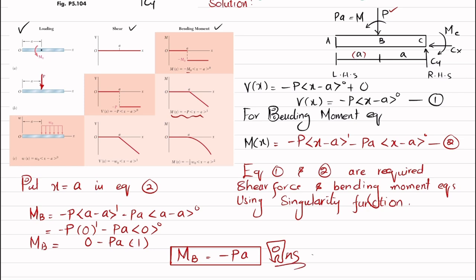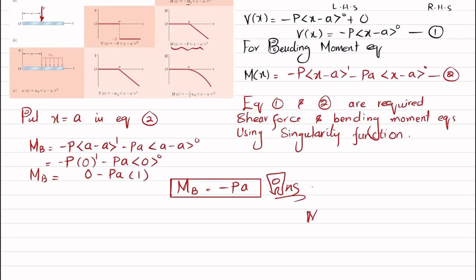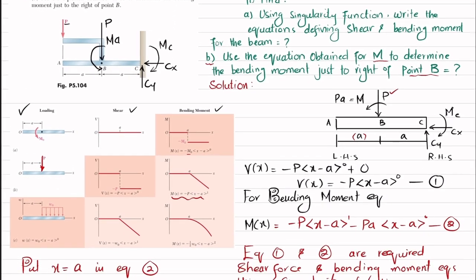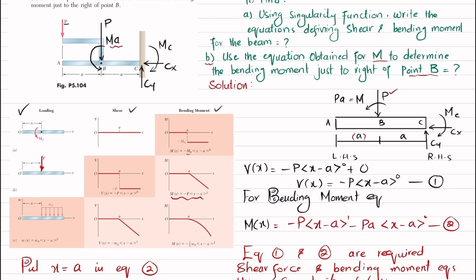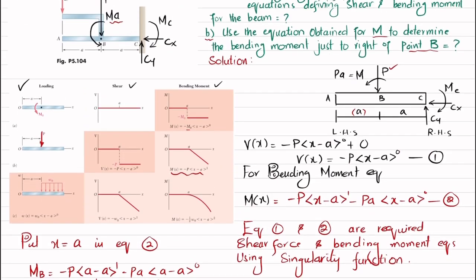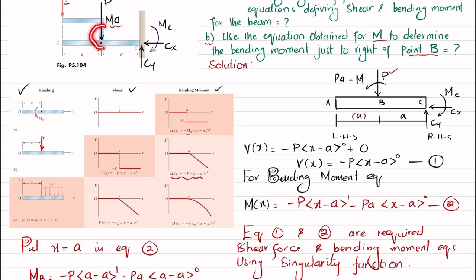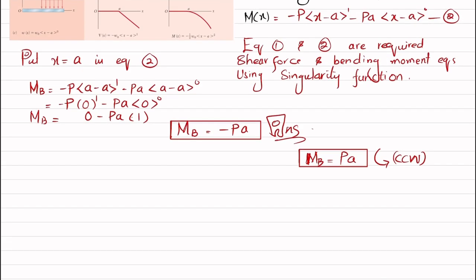Now this negative sign shows that the moment at point B will be equal to P times A, and while representing this bending moment on the beam or in the bending moment diagram, this will be a counterclockwise moment, CCW. And you can also see that the moment at point B is again PA, counterclockwise here. So this is the answer of our second part.